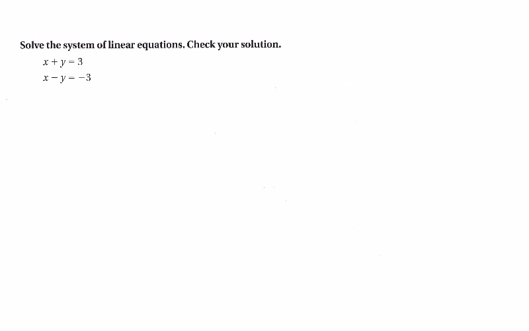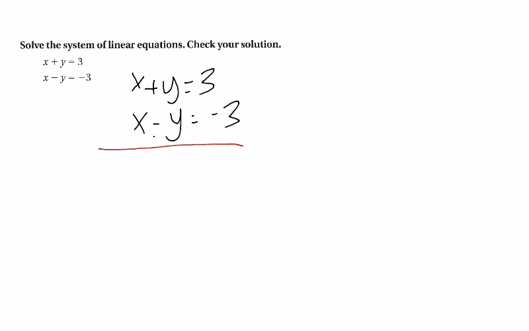Let's try another one. Here we have x plus y equals 3 and x minus y is equal to negative 3. Now in the past, when we solve this, we would use the elimination method because it's easier. So I'm going to go ahead and rewrite x plus y equals 3 and x minus y is equal to negative 3. Let's go ahead and solve for this. I can see that my x's are both positive and my y's are opposite. So let's go ahead and eliminate that. Let's add down.